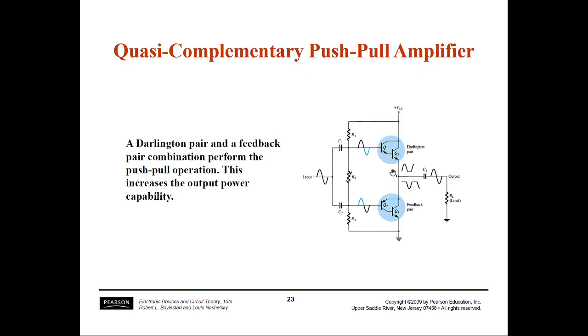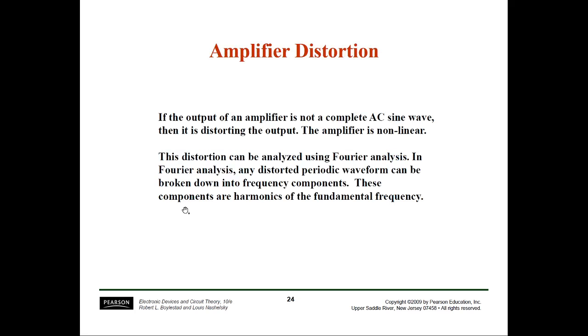Here is the Darlington pair. This is nothing but an NPN transistor and this is nothing but a PNP transistor. If we are using such a configuration, it increases the output power capability.